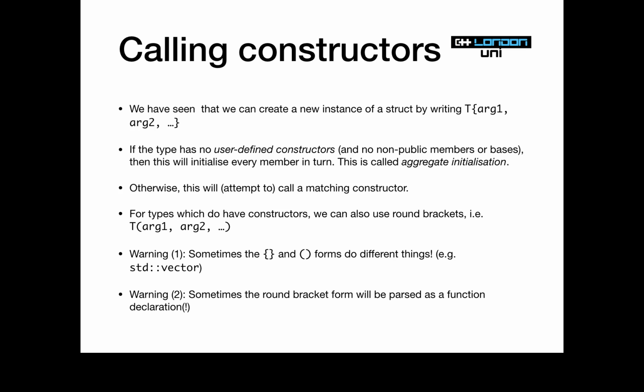This ambiguity between calling a constructor and declaring a function actually has a name, because people hate it so much. They call it the most vexing parse. So parsing is the process of looking at the symbols of your source code and turning it into a meaning, or trying to decide what those symbols mean. And this is called the most vexing parse. It's the ambiguity between calling a constructor and declaring a function.